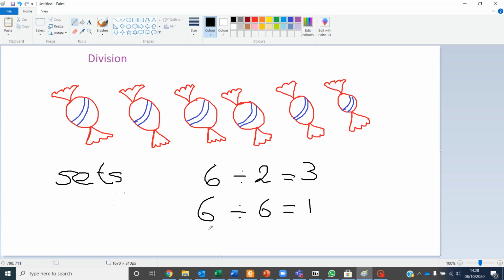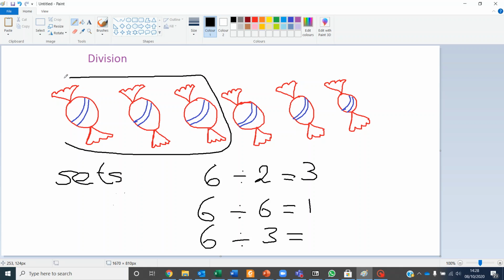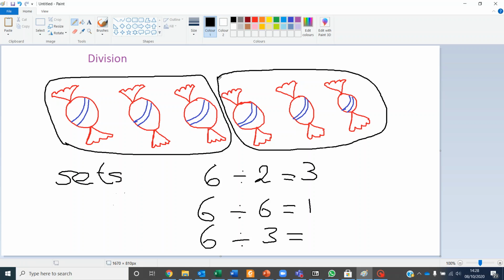Imagine you wanted to divide 6 by 3. You have to count out your set of 3. 1, 2, 3. Circle it. Funny looking circle, I know. Count out another set of 3. 1, 2, 3. And circle it. And now you have 2 sets of 3. 6 divided by 3 is 2.